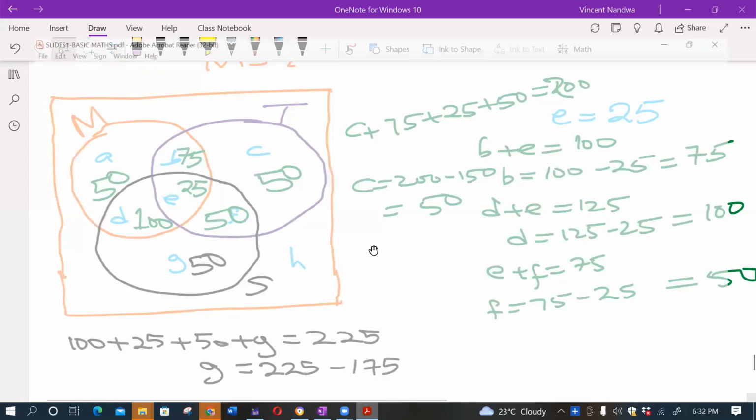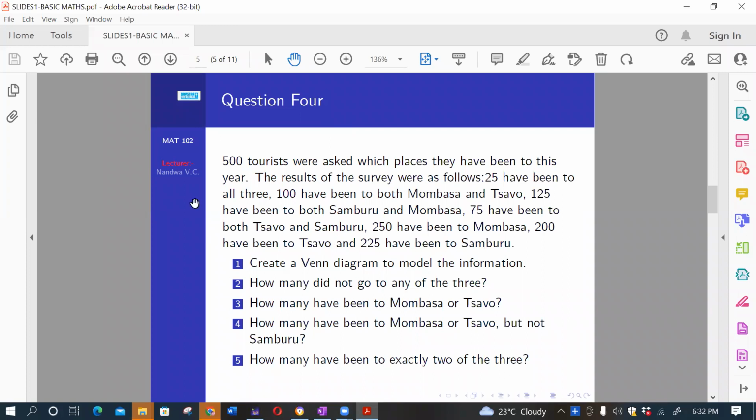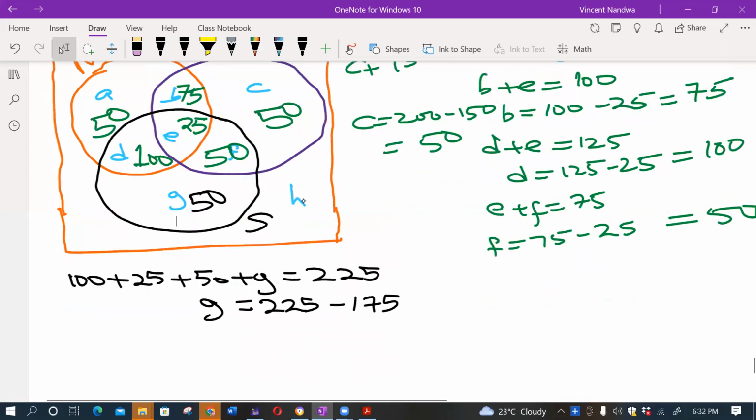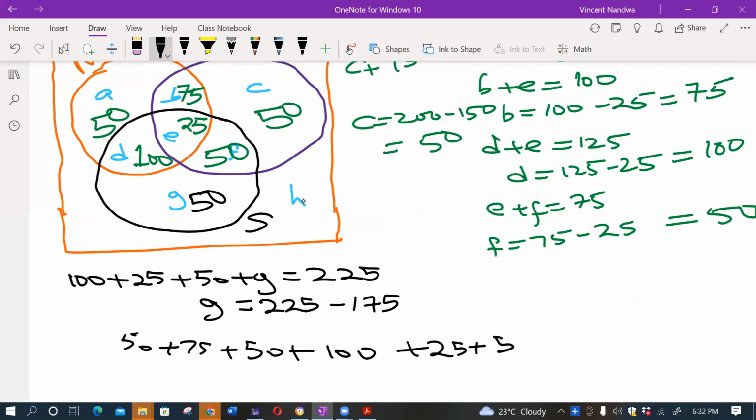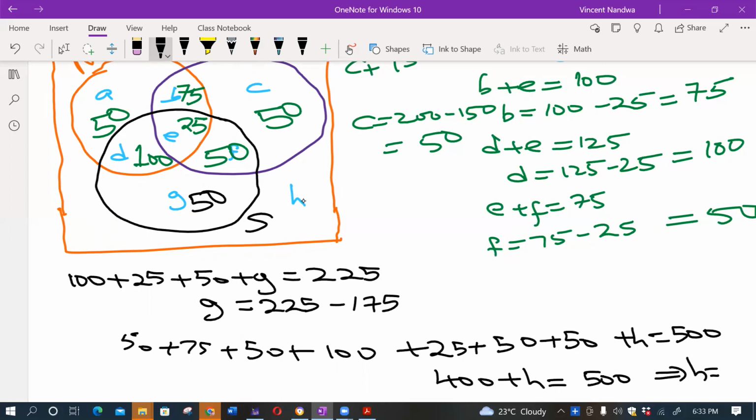I remember we are told that the total number of tourists involved in the survey is 500. So everything within the rectangle should be 500. So it means that A, which is 50, plus B, which is 75, plus C, which is 50, plus D, which is 100, plus E, which is 25, plus F, which is 50, plus G, which is 50, plus H must all sum up to 500. So 50 plus 75 plus 50 plus 100 plus 25 plus 50 plus 50 is 400. So 400 plus H equals 500. It should be very clear that H is 100.